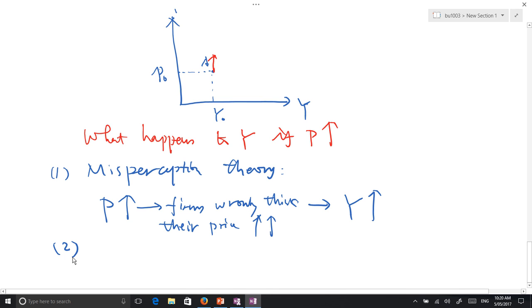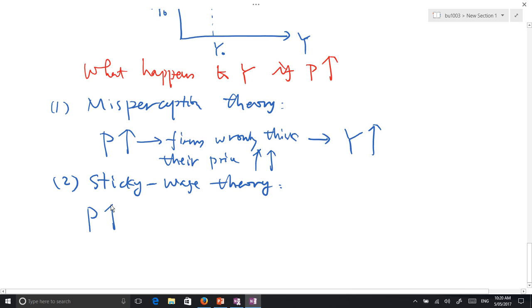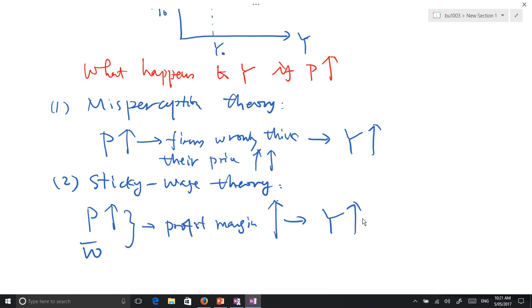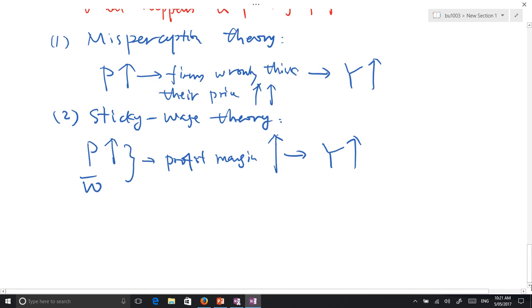Okay, second theory is the Keynesian sticky wage theory. So now it says that price increases. If I'm the firm, on the one hand, the prices for my goods and services increase. On the other hand, the wage rate is fixed by contract. I have a contract with you that says the wage rate is $10 per hour for the next 2 years. So the wage rate is fixed. Given this, profit margin goes up. So firms respond by increasing their supply, and all firms do so. Aggregate supply increases. So that's the Keynesian sticky wage theory.